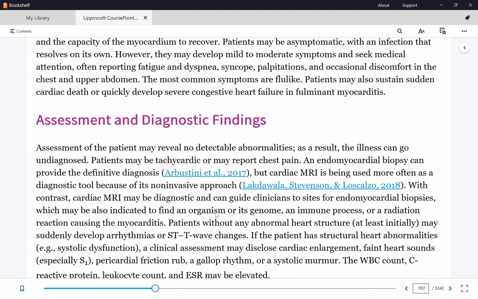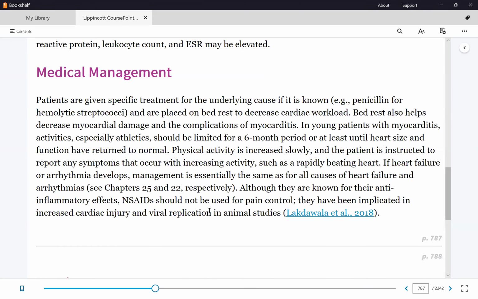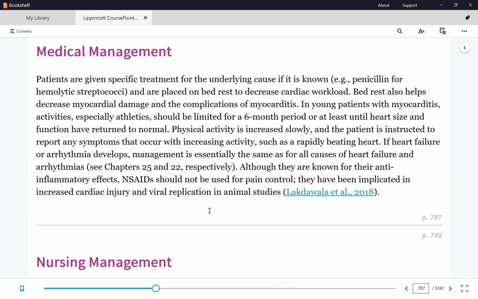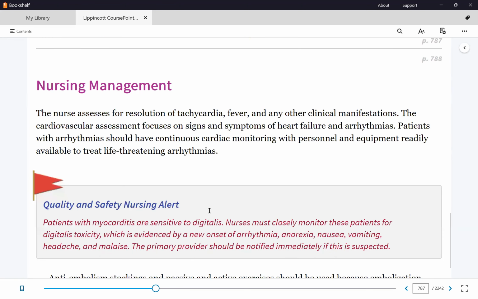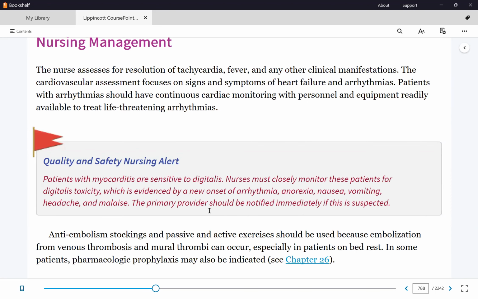And diagnostic findings, same. We test blood culture. Is this caused by bacteria, fungal, or viral in nature? And management, same. Once we identify the organism, we treat it with antibiotics, antiviral, or antifungal. Simple as that. Any question? Since the patient develops heart failure, do we also treat the patient for heart failure? Yes.